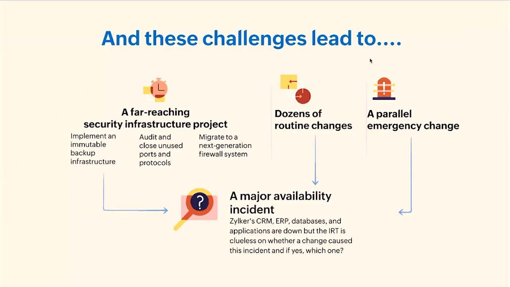On top of that, there are dozens of routine changes happening at the same time. Business as usual updates and maintenance work that still needs to get done, creating even more change noise. And then, to make matters even worse, a parallel emergency change comes into play. Something unplanned and urgent that needs immediate attention. All of this culminates in a major availability incident. At this point, Zilker's CRM, ERP, database, and applications go down. And what's worse, the incident response team, or IRT, is left clueless. They can't figure out whether a change caused this incident, and if it did, which one it was.